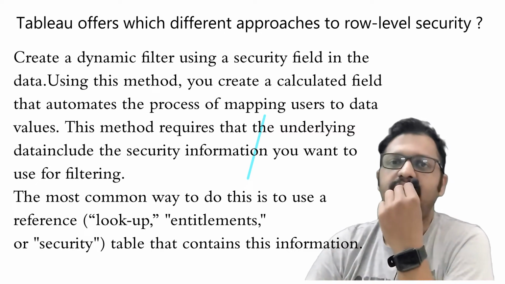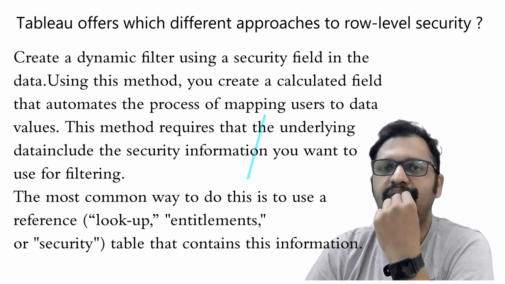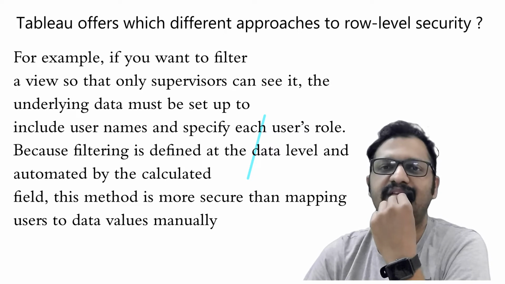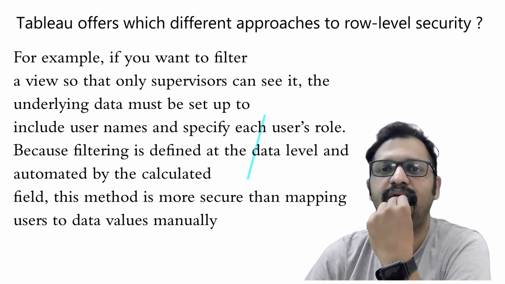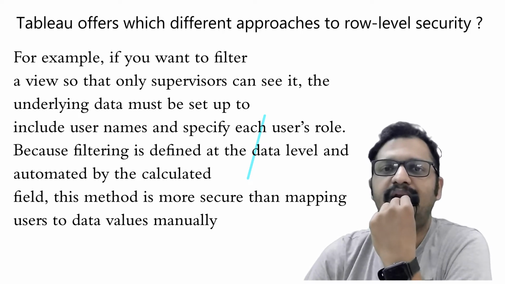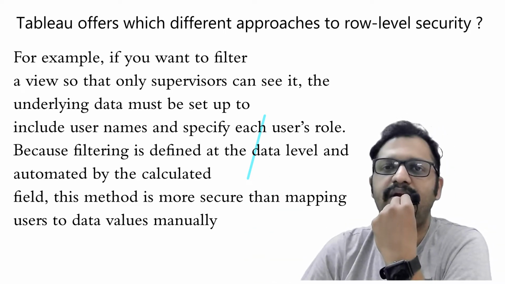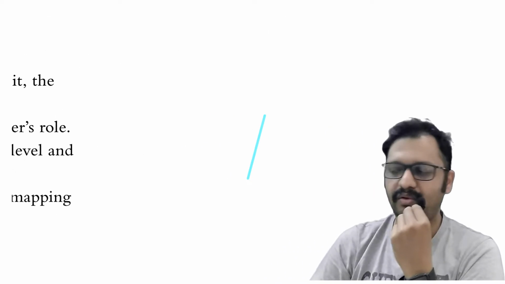The most common way to do this is to use a reference, that is, lookup entitlements or security tables that contain this information. For example, if you want to filter a view so that only supervisors can see it, the underlying data must be set up to include user names and specify the user's role. Because filtering is done at the data level and automated by the calculated field, this method is more secure than mapping users to data values manually.